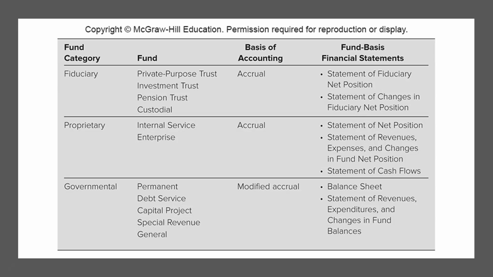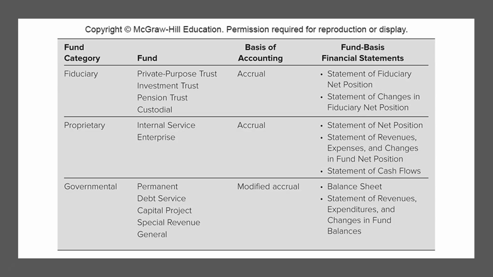And so fiduciary funds use accrual accounting pretty similar to the way businesses do it that we're used to from, say, Intermediate Accounting 1 and 2. Proprietary funds, same thing. They use accrual accounting just like regular businesses do. Governmental funds, your permanent, debt service, capital projects, special revenue, and general, those funds use what we call the modified accrual.